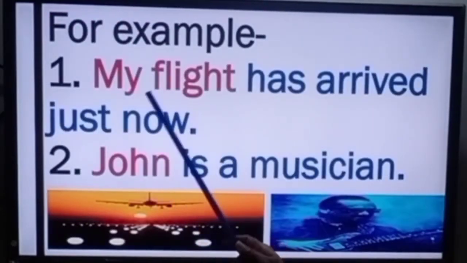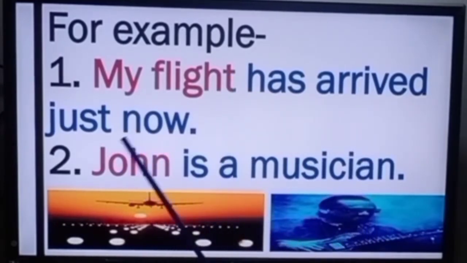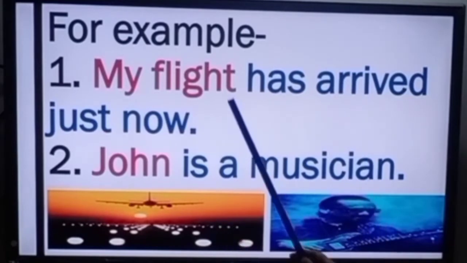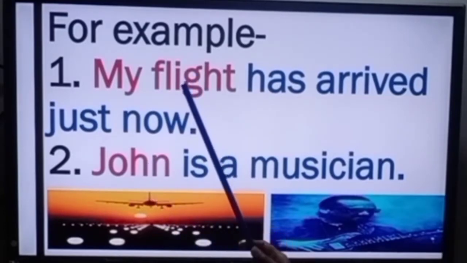For example, my flight has arrived just now. John is a musician. In these sentences, my flight and John are subjects because we are talking about my flight and John in these sentences.